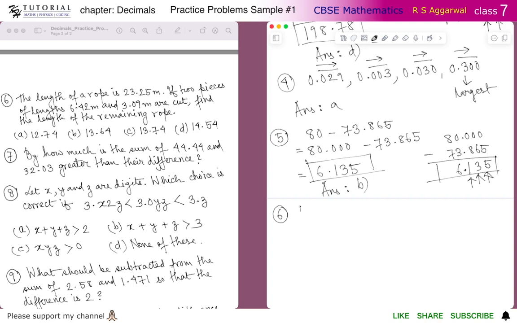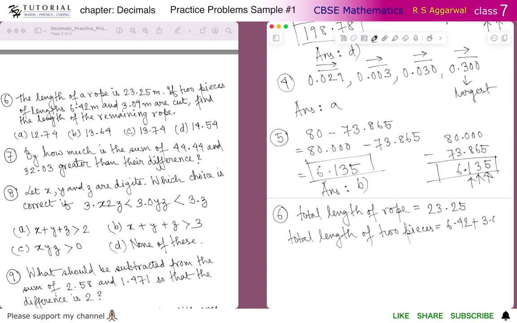So total length of rope is given as 23.225. It is given in decimal. I'm omitting the unit meter, it's understood. So total length of rope is this. Two pieces of length this and this are cut. So total length of two pieces is 6.42 plus 3.09.